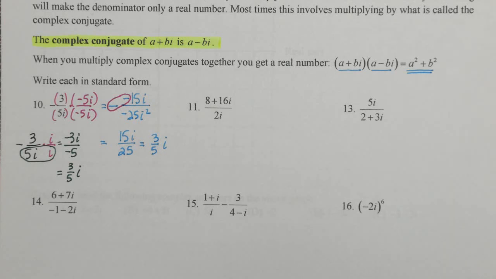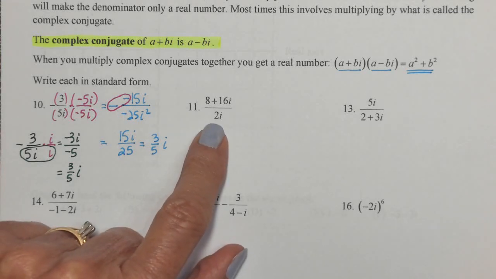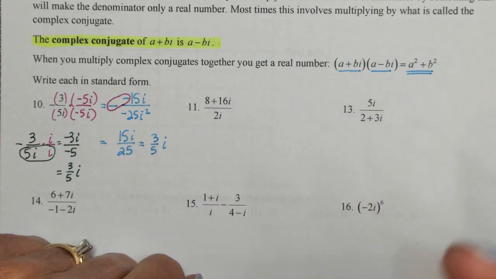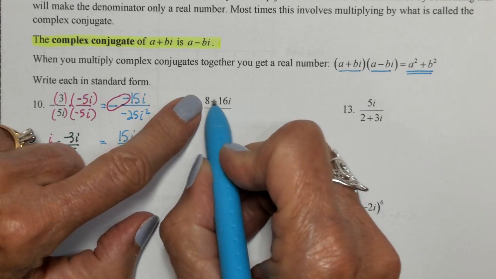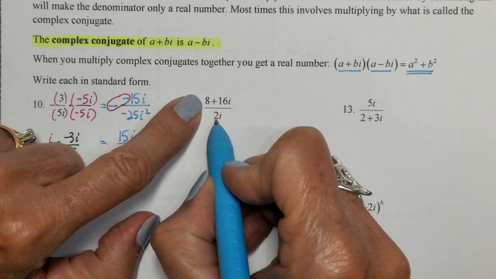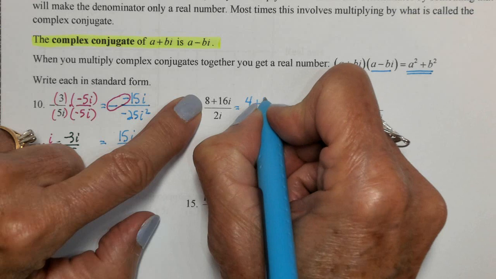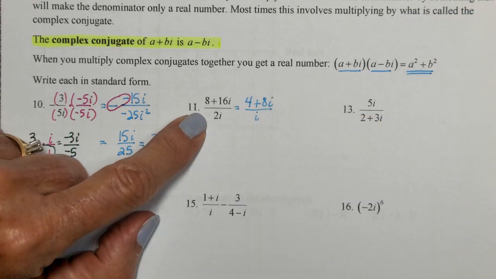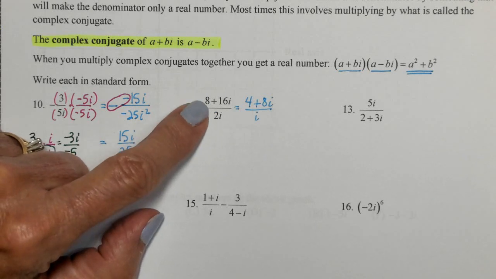So for number 11, the first thing I see when I look at it is all of these even numbers. Can we do anything with all those even numbers? Well, we sure can. If I factor out a 2 from the top, it'll reduce with this 2 on the bottom, and that will be 4 plus 8i over i. So all I did so far is to take a 2 out. Nothing wrong with that. Factor a 2 out and then reduce the 2's.